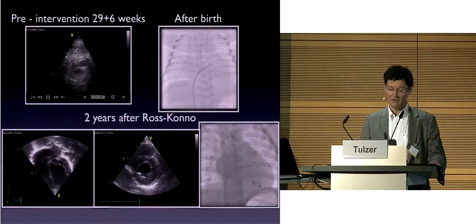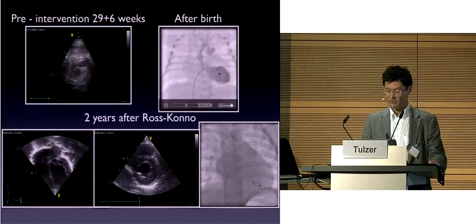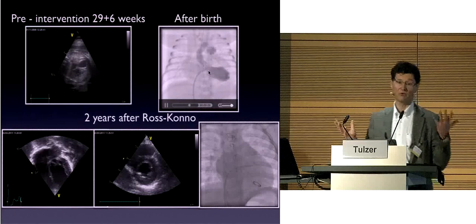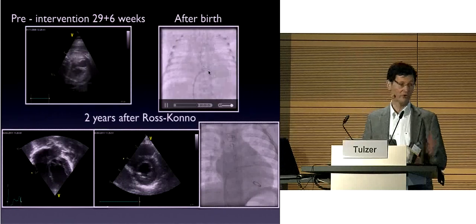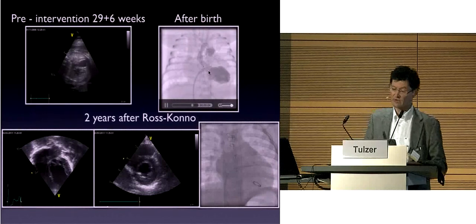This is the same case. We did this intervention at about 29 weeks. This was the left ventricle at the time, shortly before intervention. This was the left ventricle at birth, then after postnatal dilation as well. Still, the gradient was only 15 to 20 millimeters of mercury due to this very bad left ventricular function. Dilation was absolutely unsuccessful.